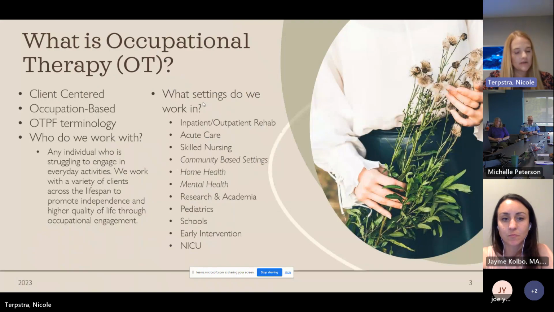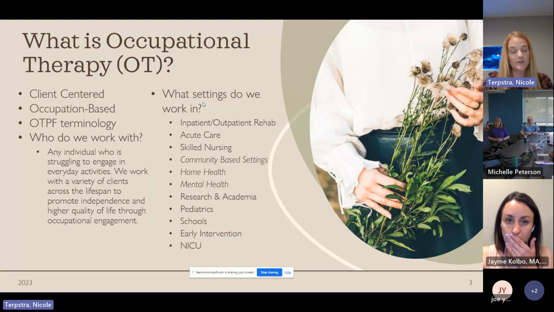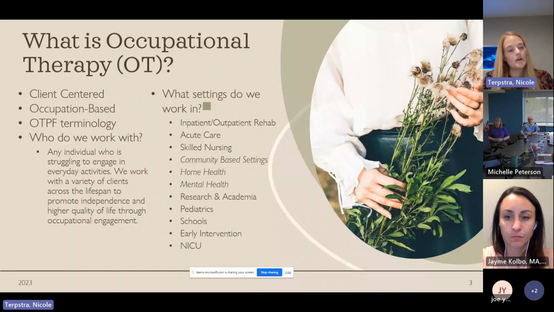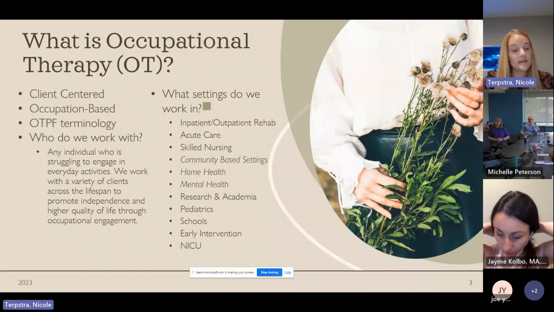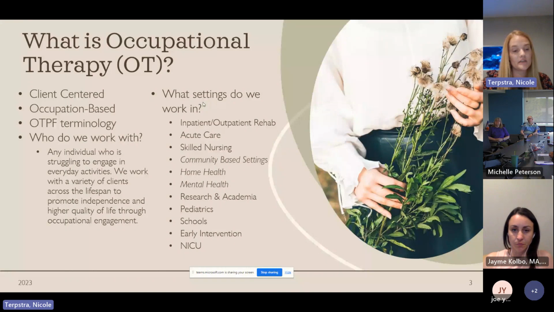So occupational therapy is a client-centered and occupation-based therapy. Client-centered means that we work to closely include our patients in the treatment plan and decision-making process so that they're involved in their care and goal setting. Occupation-based means that our interventions are geared towards improving the patient's ability to complete meaningful activities in their daily life.